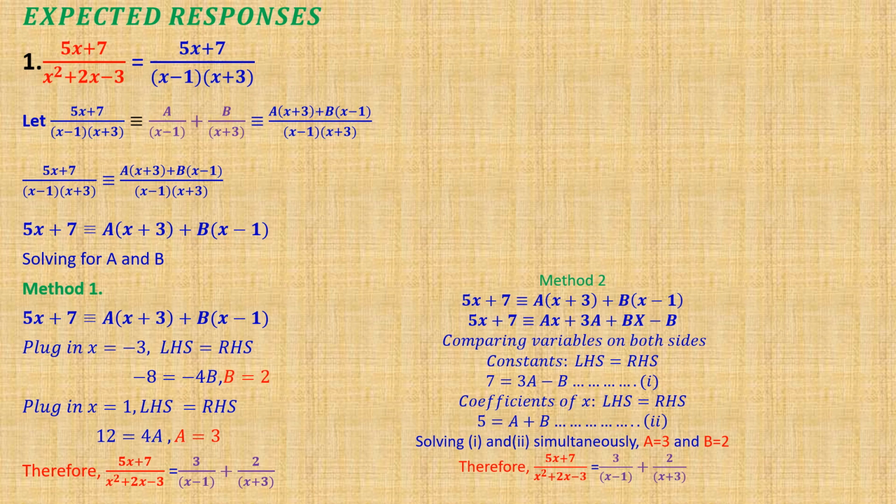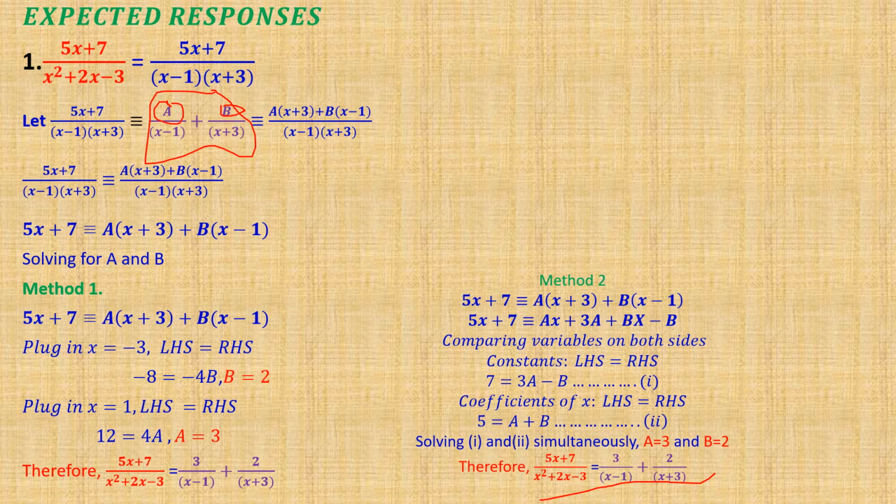Plugging back into my original partial fraction, where a is, I put a 3, and where b is, I put a 2. So that will be the split part. So you can see that even the second method gives us the same thing.